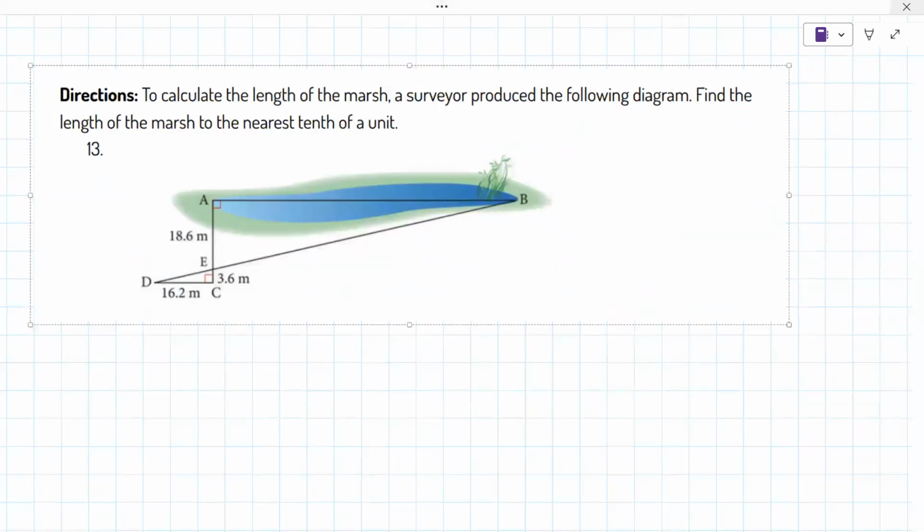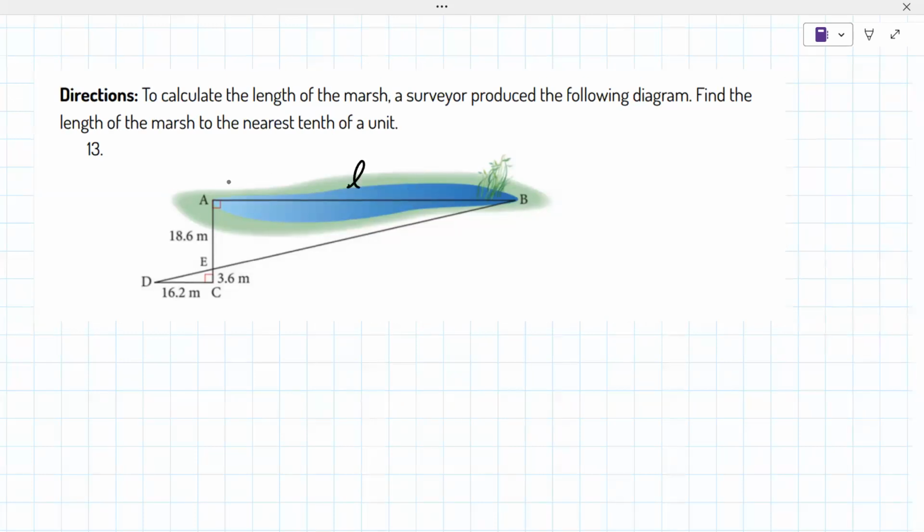All right, to calculate the length of the marsh, a surveyor produced the following diagram. Find the length of the marsh to the nearest tenth of a unit. So they want you to find, I'm going to call it L. You can set up a proportion to solve this. And you remember the way we were doing it last week? You could look at the one on the left as a triangle, the one on the right as a triangle, or the top is a triangle, the bottom is a triangle. Will you attempt to set this up? There's only four things.